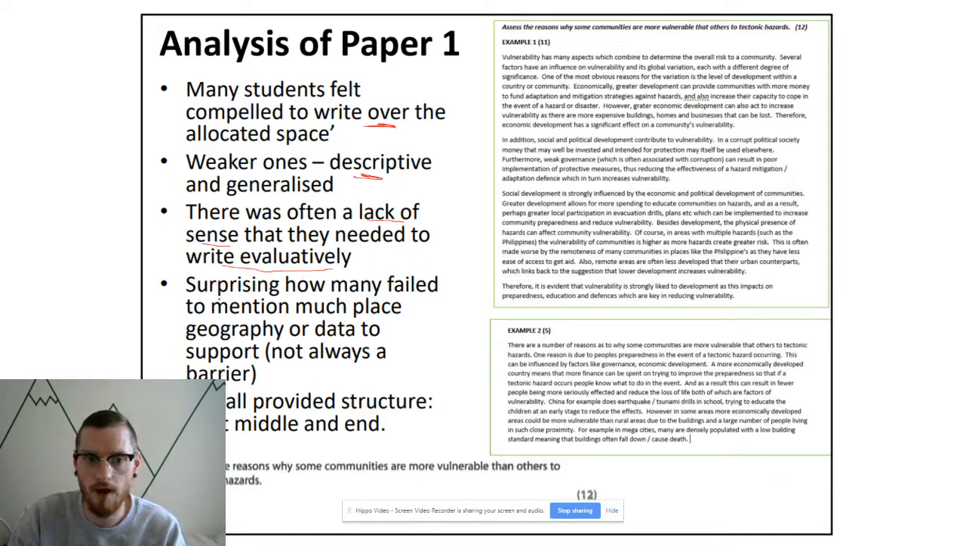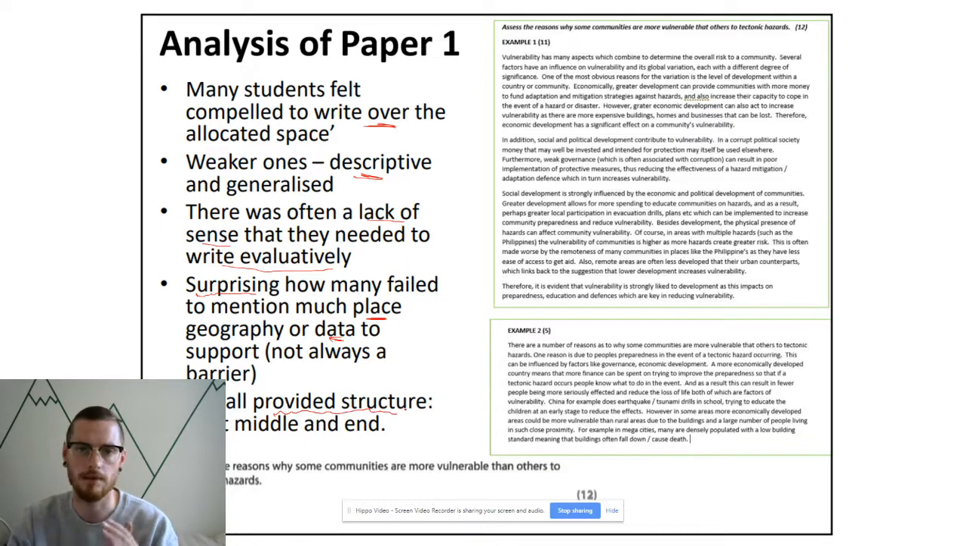The exam board was surprised, and this is important, by how many people failed to use place, geography, so referring to specific places or data to support their answers. I've said this regularly, that we are A-level geographers. Our answers should be authentic. Context is king. It is key that all your points are evidenced with real place examples and events and processes. And they're not all provided structure.